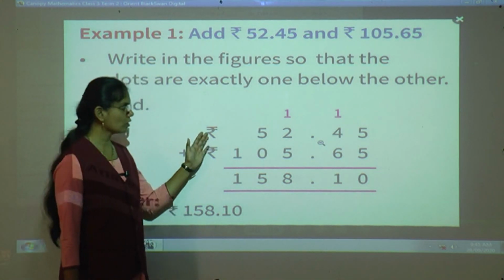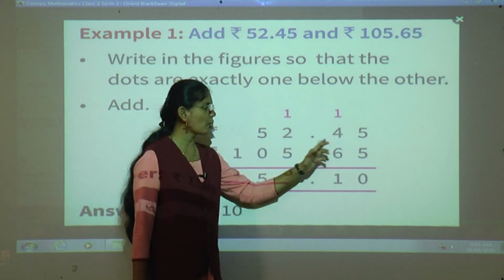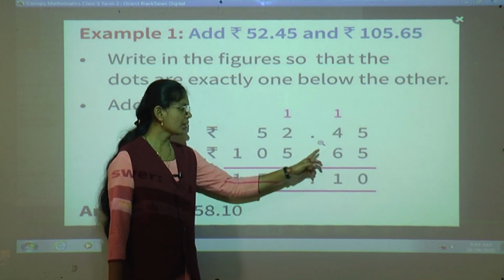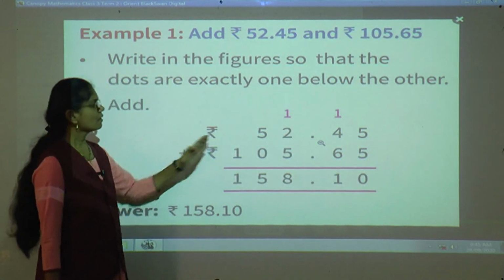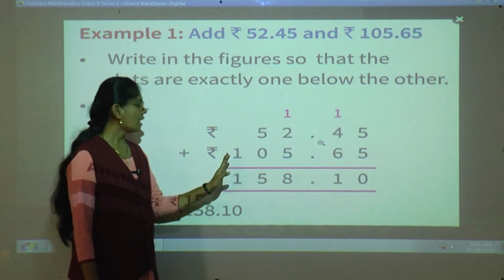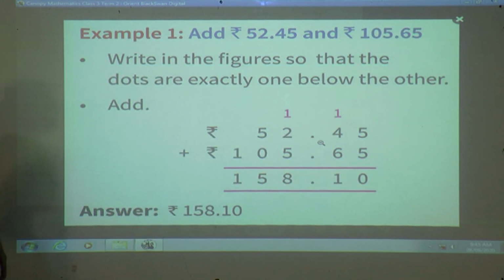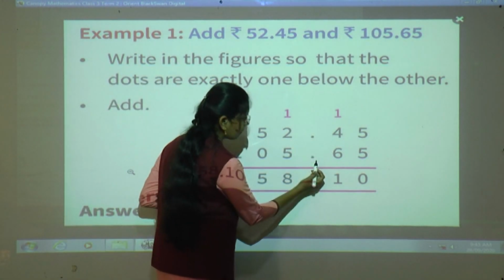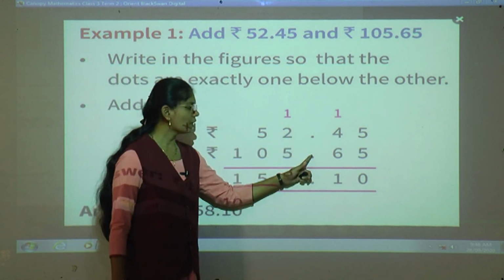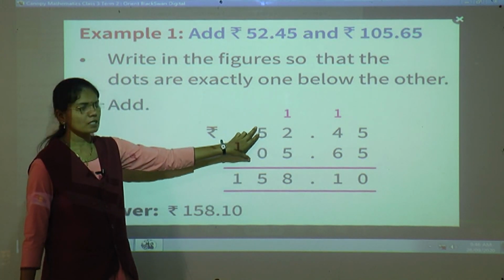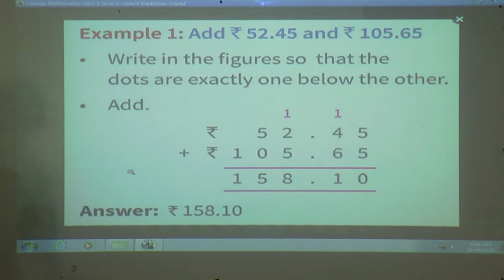Here, look at the board. First number is rupees 52.45. Then the other number is rupees 105.65, meaning 52 rupees 45 paise and 105 rupees 65 paise. Now we have to do the addition. If you see the numbers here, the dots are one below the other. This is the correct way to arrange the numbers in this format, and then you have to do the addition.